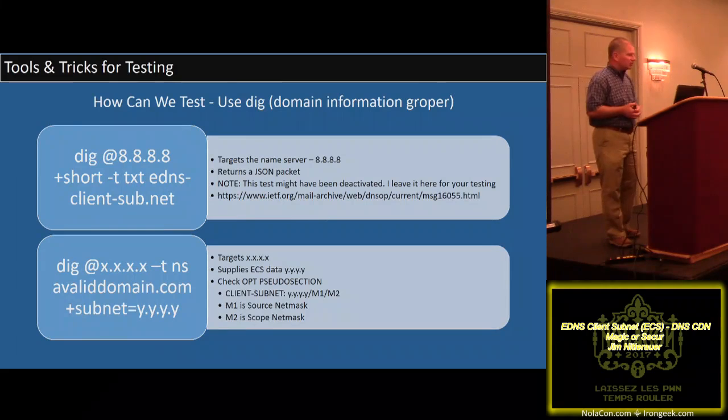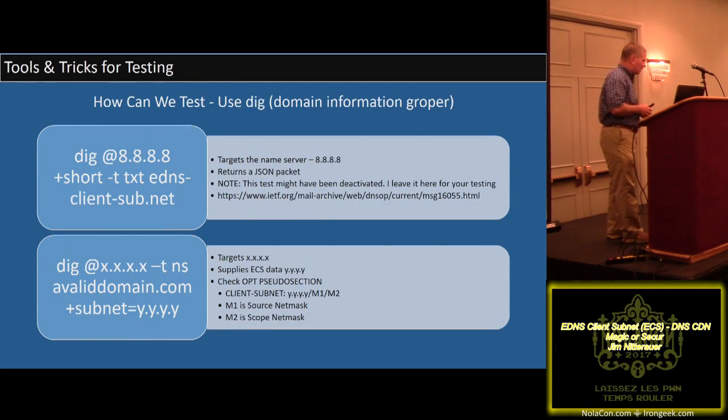So we can use some tricks for testing this, and I didn't have time to take the top one out, unfortunately. The top one here, that dig command, has to be done on Windows, unfortunately, because the plus subnet option doesn't work in some versions of Linux because of the way Bind gets installed.